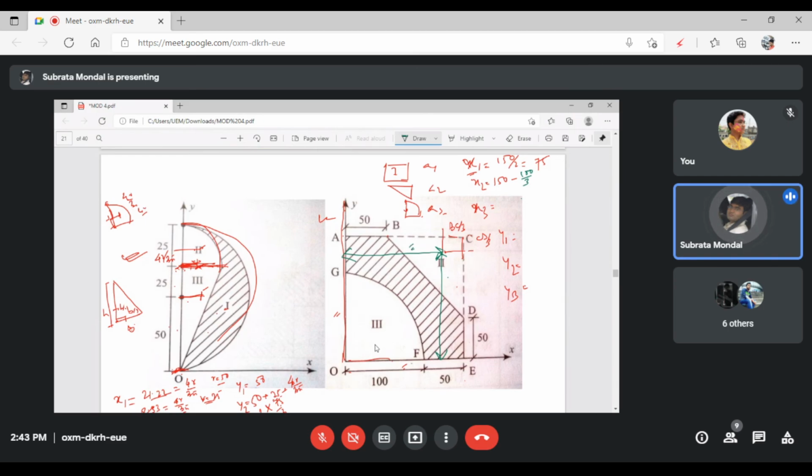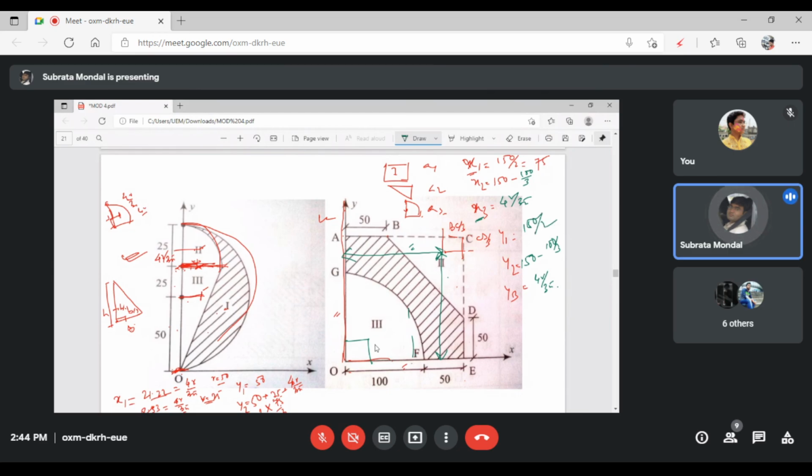In a similar fashion, y2 also: the total length is 150 minus 100 by 3. Now coming to the point for x3. It is very simple, that is 4r by 3 pi. This also 4r by 3 pi. And for y1, what is y1? Simply the same, it is 150 by 2. It's a very simple one.